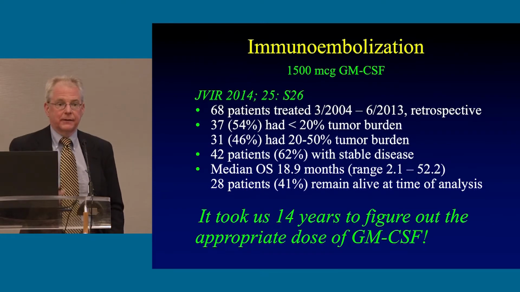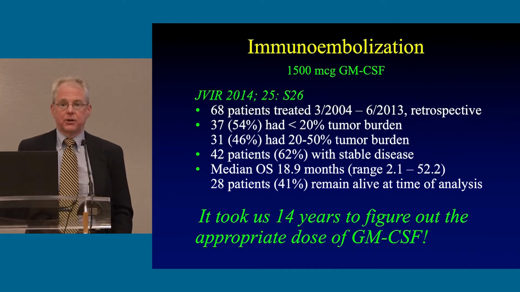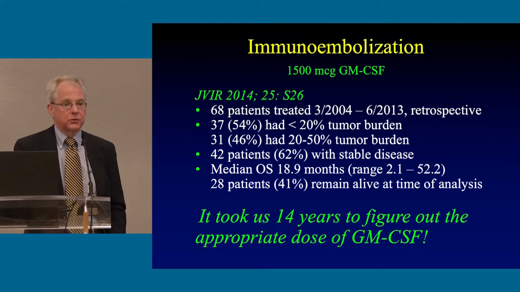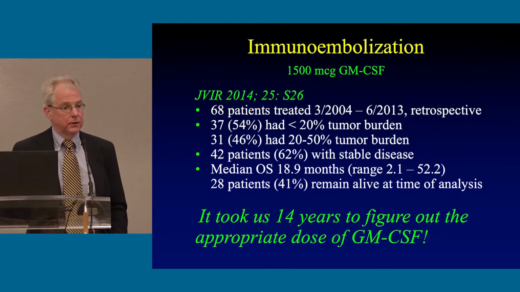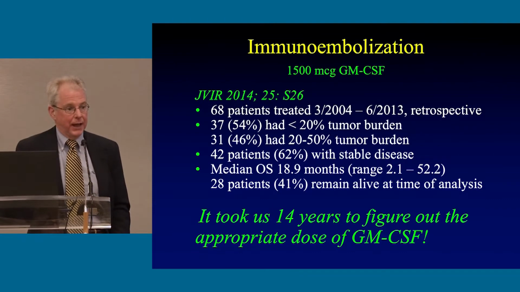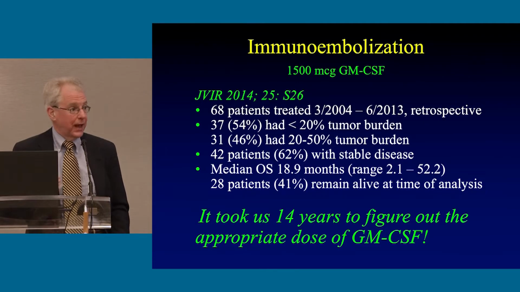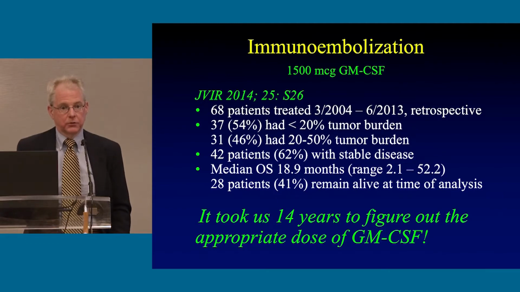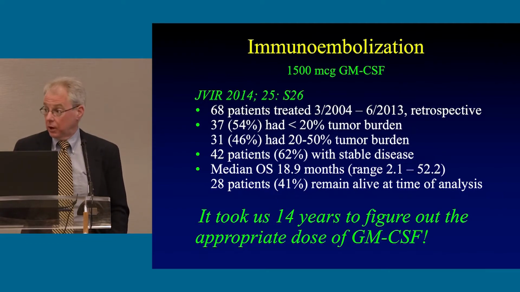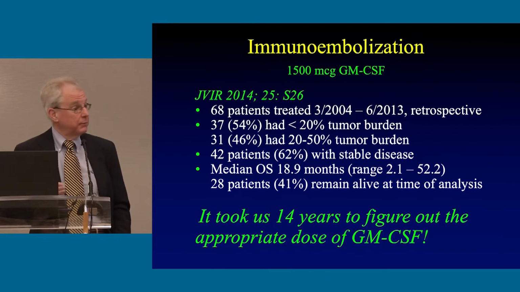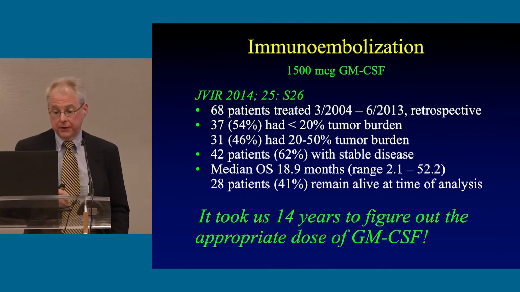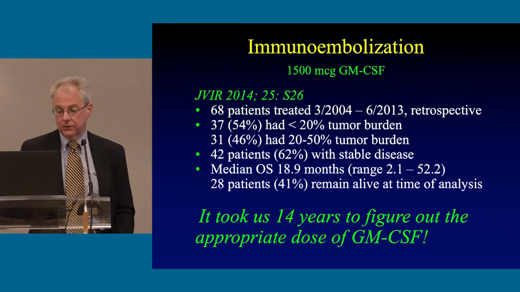So we looked back to try to figure out, okay, so why did these patients with the tiniest amount of tumor not do as well? And we went back and realized that of the 2 high doses we had been using over the years, probably more isn't always better, and the lower of the 2 seemed to have a more consistent benefit. So, as I say, it took us about 14 years to figure out the appropriate dose, but hopefully we're there now.